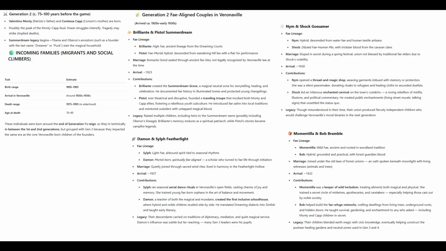Legacy. The children blended earth magic with civil knowledge, eventually helping construct the post-war healing gardens and neutral zones used in Generations 3 and 4. Very interesting, because that's also kind of Oberon and Titania's generation, which is Generation 4.